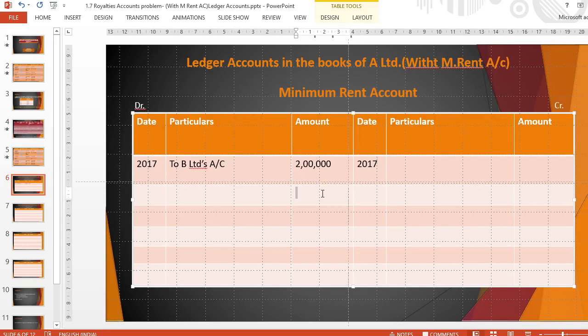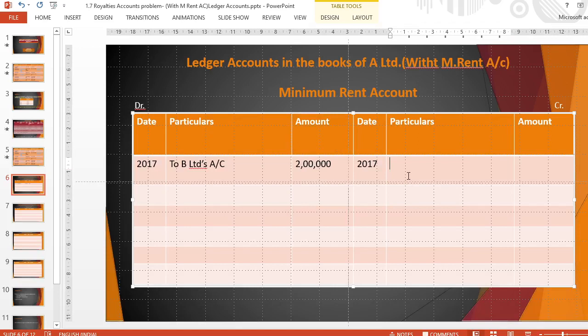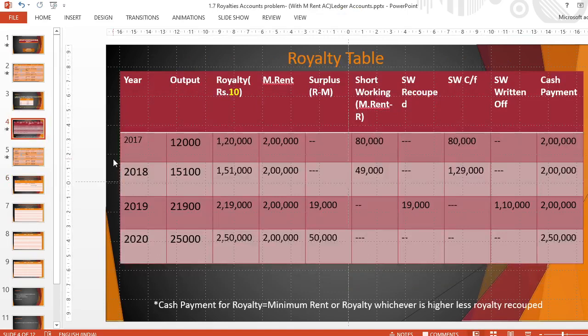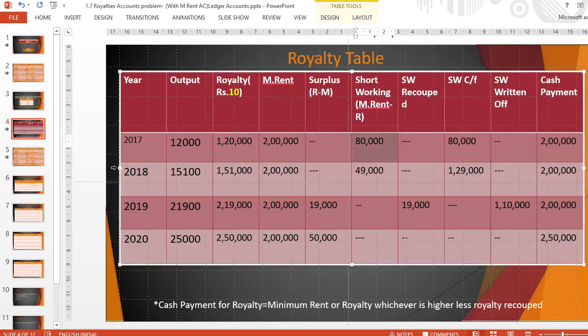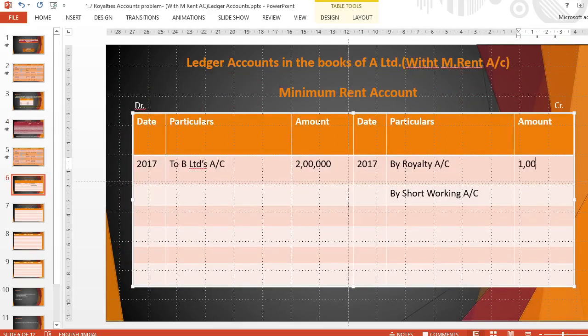The entry is royalty account debit, short workings account debit to minimum rent account. So on the minimum rent account credit side, by royalty account and another one by short workings account. Here I need to check royalty amount and short working. For the first year, royalty is 1,20,000 and short working is 80,000. So I'll copy the same amount to the ledger account. Royalty amount 1,20,000 rupees and short workings 80,000.